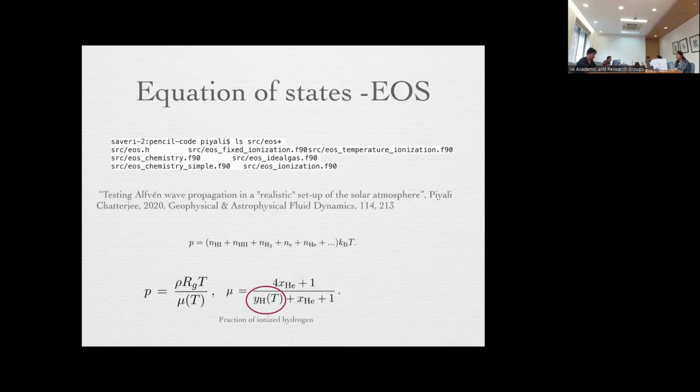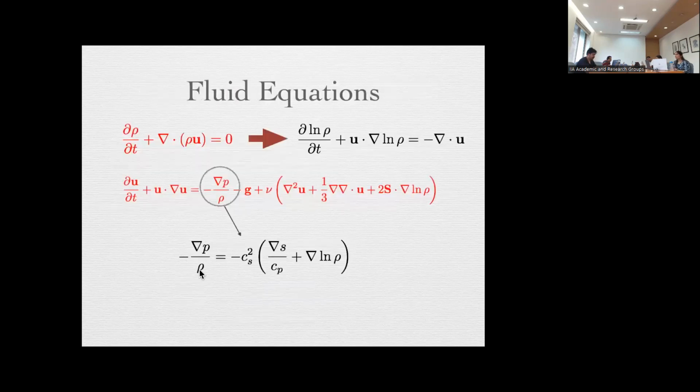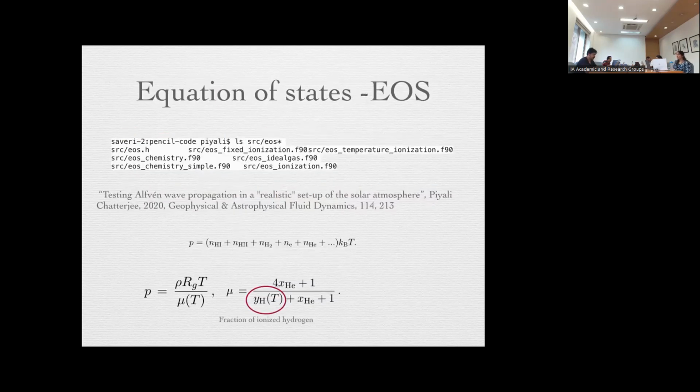Similarly, to calculate this term, you have to use what is known as an equation of state. There are several equations of state available in the Pencil Code, the simplest one being the ideal gas equation of state. And one of the equations of state that I use, as well as my students in their work, is this equation of state where you have 5 different species.